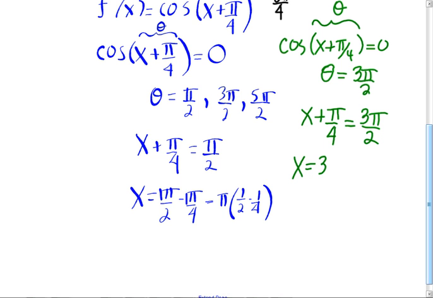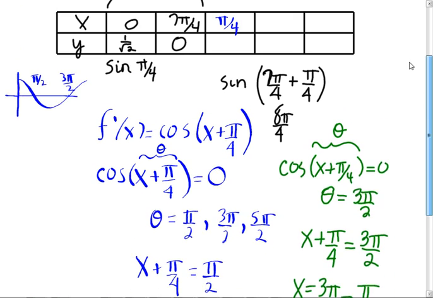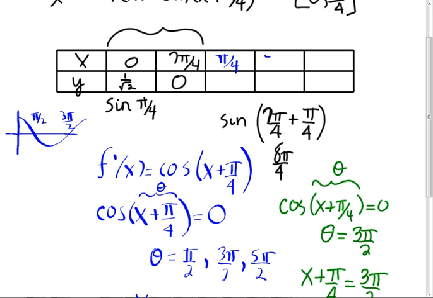Well, it's 3 pi over 2 minus pi over 4. Now, if I factor out the pi's, I think it's easier for you to see. It's pi times 3 halves minus a fourth. Well, how many fourths is 3 halves? Times 2, it's 6. So it's what? 5 pi over 4. You may be required to do something like this.